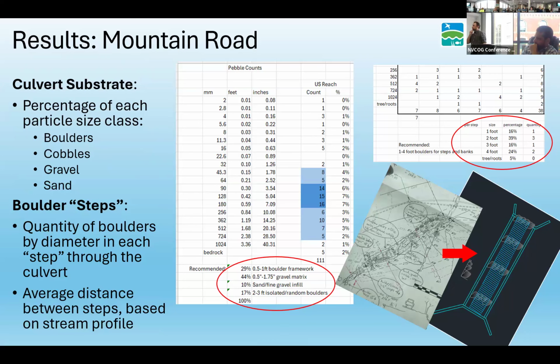As for the prescribed culvert substrate, based on our pebble counts, we came up with the percentages of different grain sizes that we would want to have for the fill in that culvert. We also characterized those boulder steps that create grade control as the water steps down through the natural channel, based on our stream sketch. Then we translated that to a series of boulder steps: the size of the boulders that would create those steps and the distance between them through the culvert.